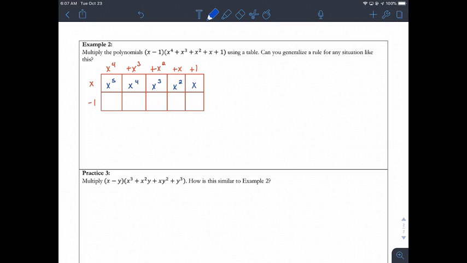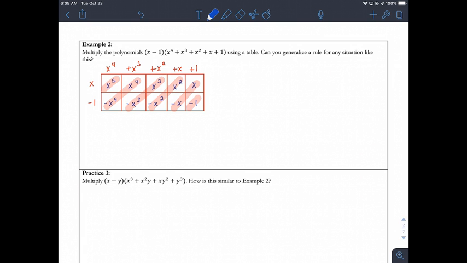X to the fourth times negative 1 is negative x to the fourth. Negative 1 times x cubed is negative x cubed. Negative 1 times x squared is negative x squared. Negative 1 times x is negative x. And negative 1 times 1 is negative 1. Again, our like terms are going to be diagonal because we didn't skip over anything.